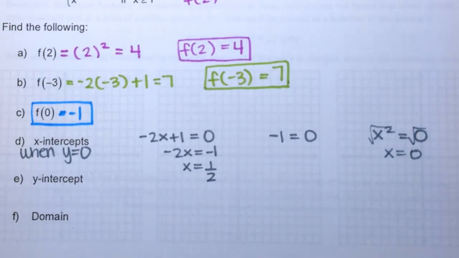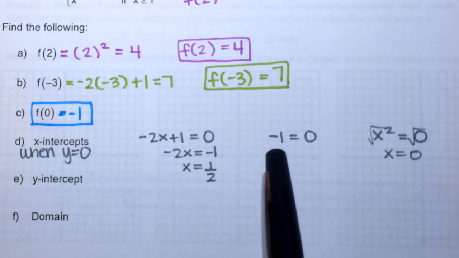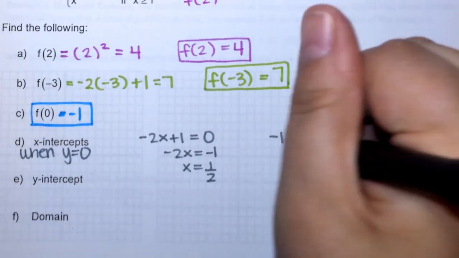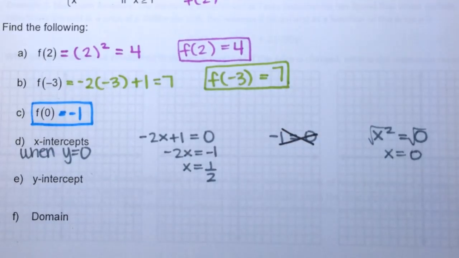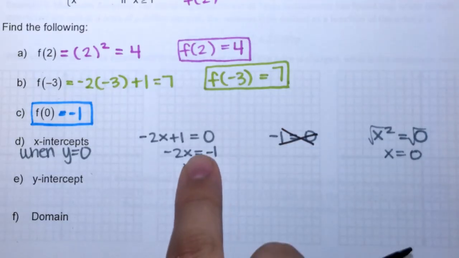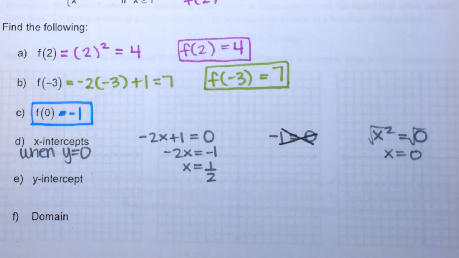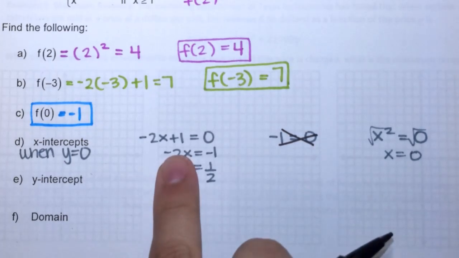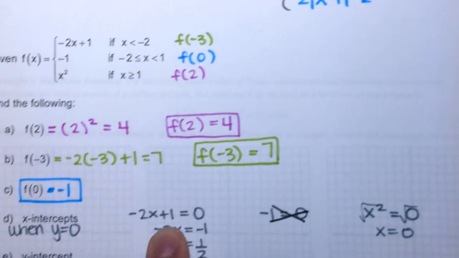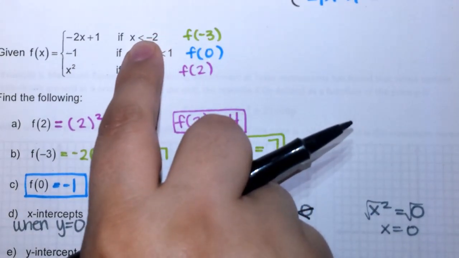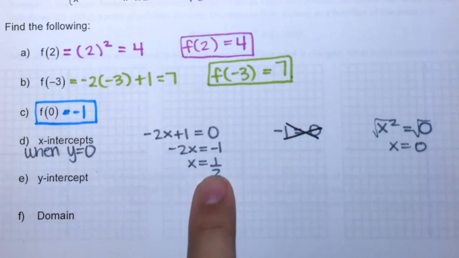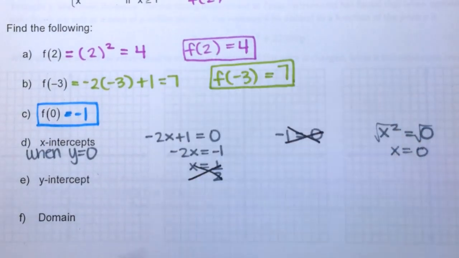Okay, y'all look up. When you're done writing that, look up. Is it possible for negative 1 to equal 0? So obviously that's not an x-intercept. Is it possible for x to equal 1/2 for this equation? What is the restriction for this equation? X has to equal what? Does that equal less than negative 2? That's not an x-intercept.